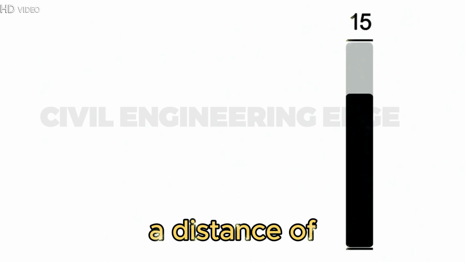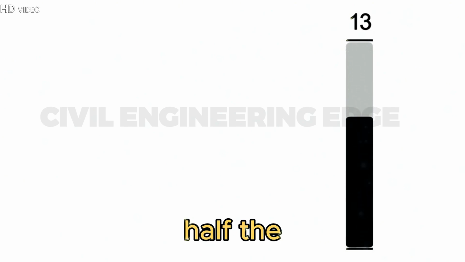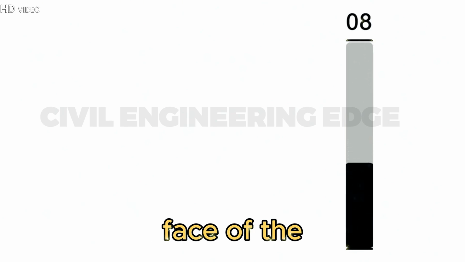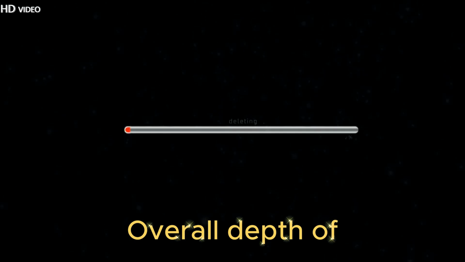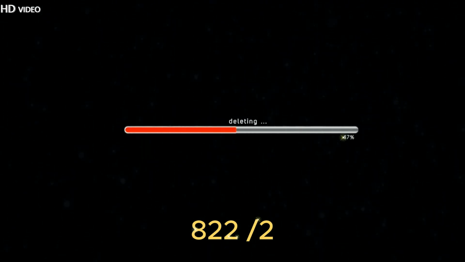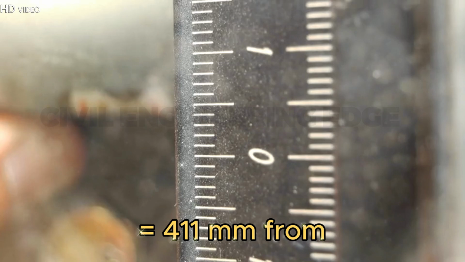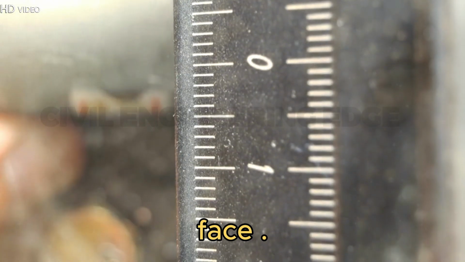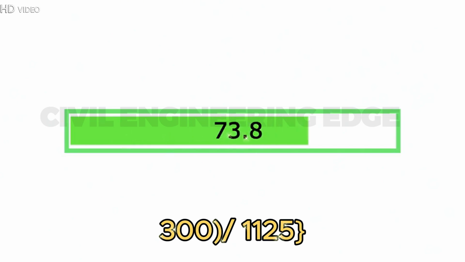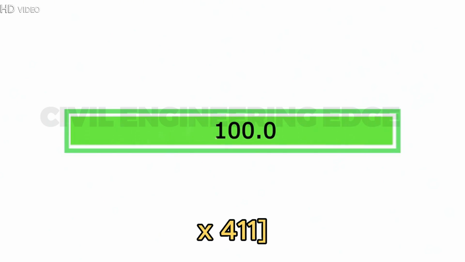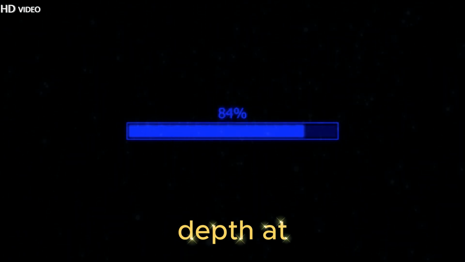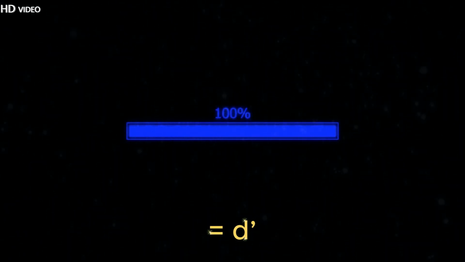Check for two-way shear. The critical section for two-way shear is taken at the periphery surrounding the column at a distance of half the effective depth. Overall depth of the footing at a distance d/2 equals 822 by 2 equals 411 millimeters from the column face, equals 900 to 300, 1125 x 411. Equals 680.80 millimeters. Effective depth at this section equals D.